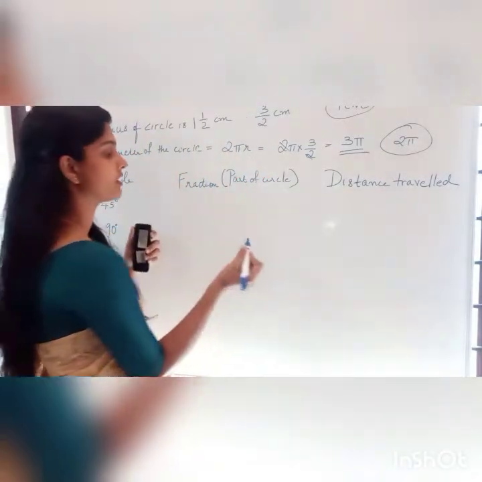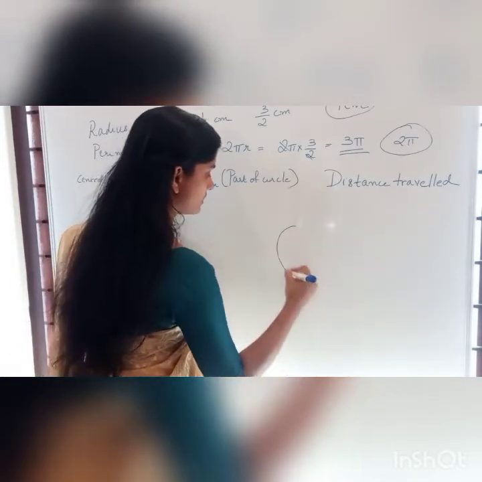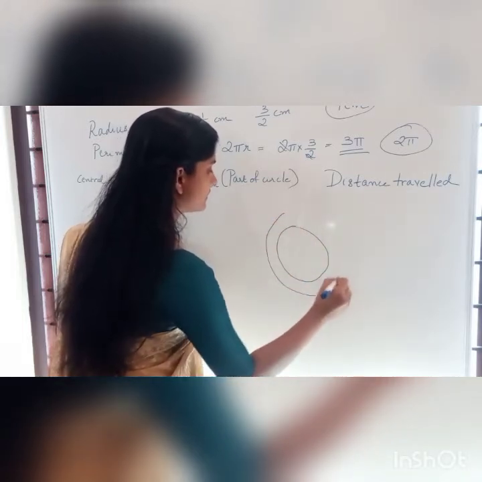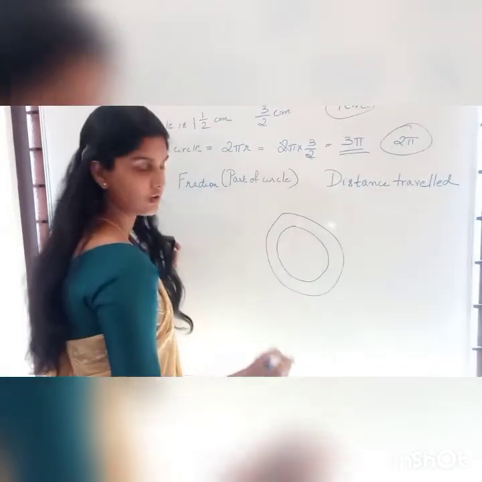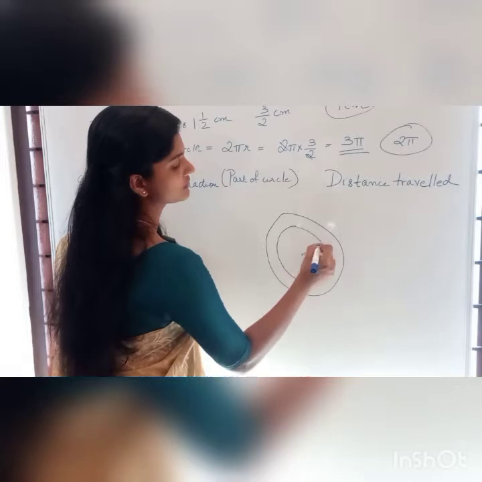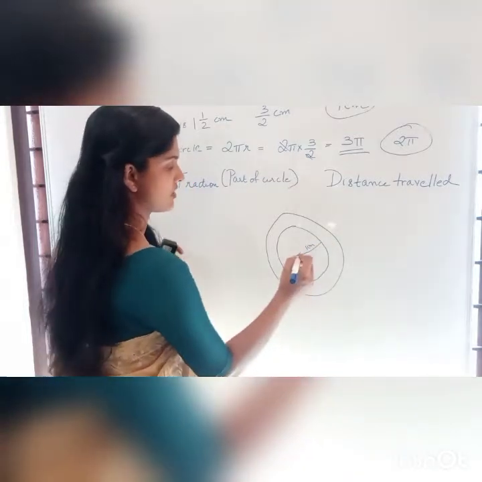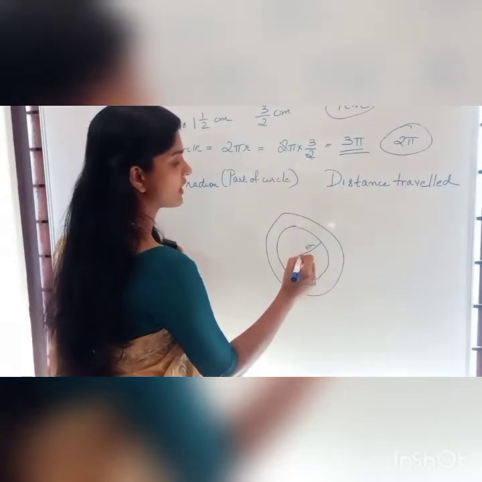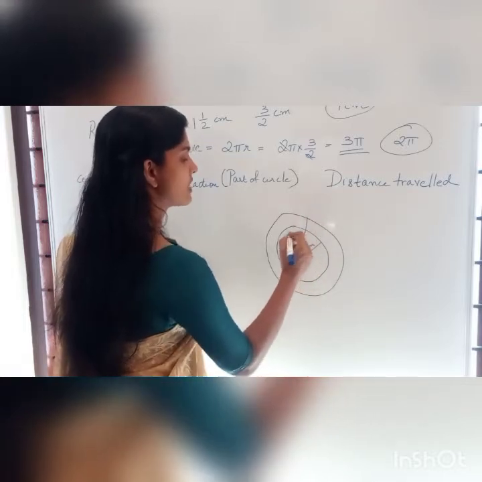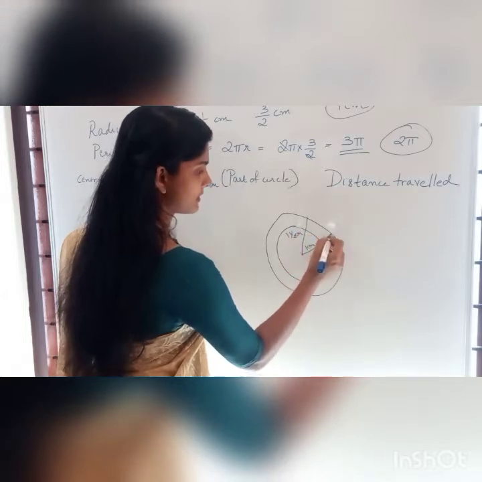Here what is happening? Here we have a small circle and another big circle around it. Okay? First case we did the case of a small circle. Its radius was 1 centimeter. Okay? Now we are considering this big circle and its radius is 1.5 centimeter.